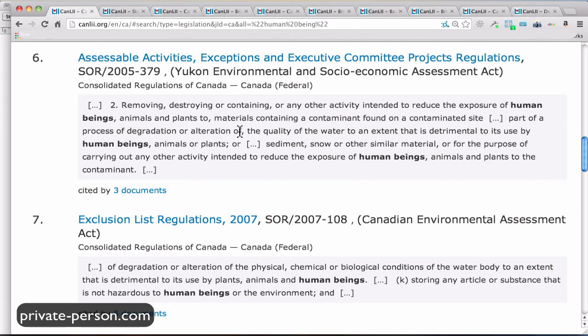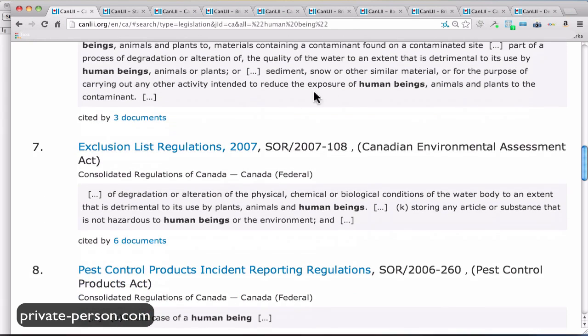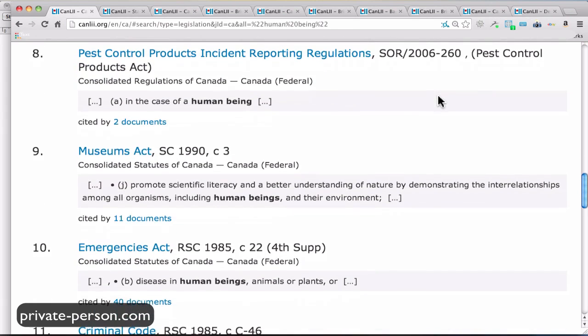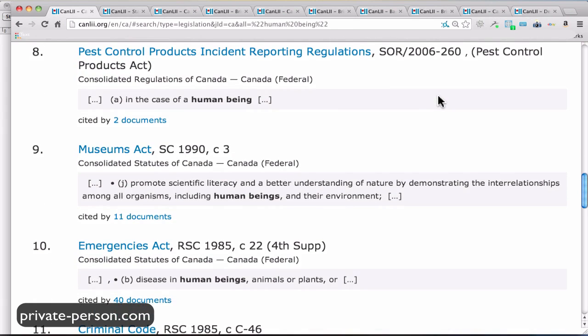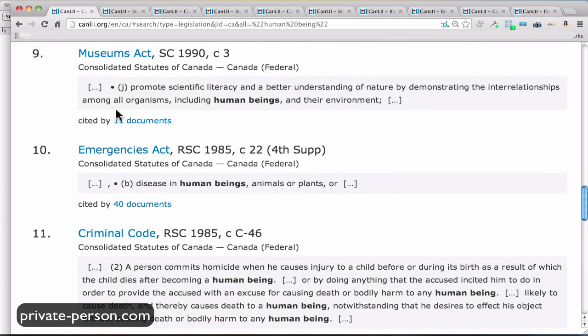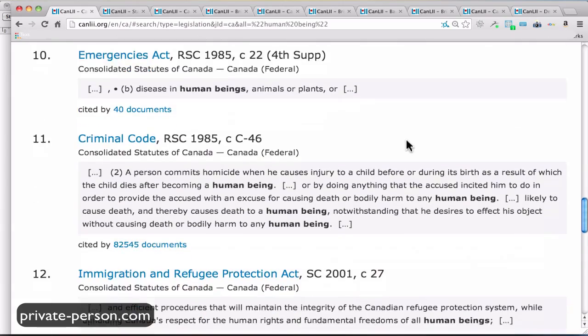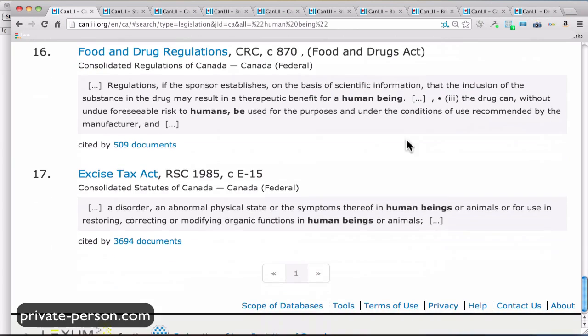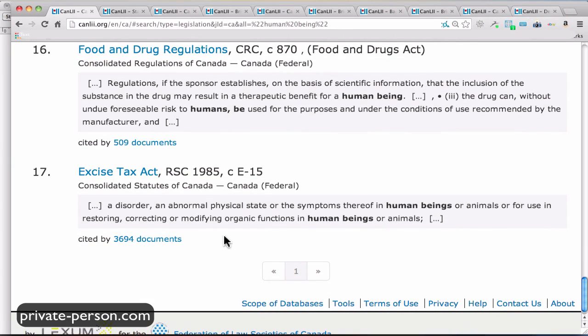Accessible exceptions, committees, regulations, right? Exposure to human beings, animals, and plants. Animals and human beings. Lots of it related to animals, acts that have animals in them. Is that a clue? Museums Act, among all organisms, including human beings. So you can see that human beings does show up, and multiple acts, and there's only one page, so 17 examples of it. Look at, there's even a human being in the Excise Tax Act, federal. So, and it's again related to human beings or animals.